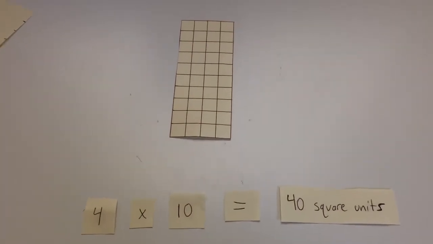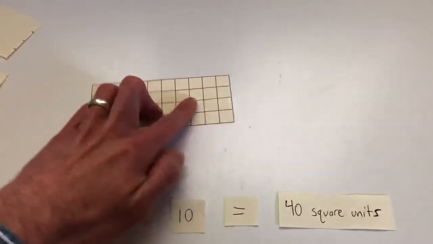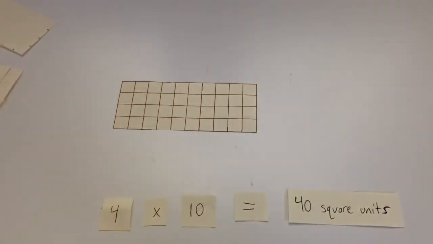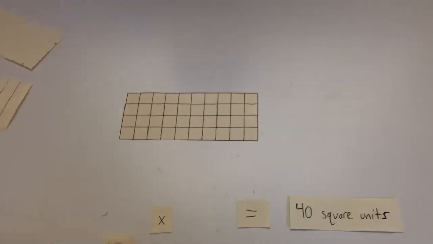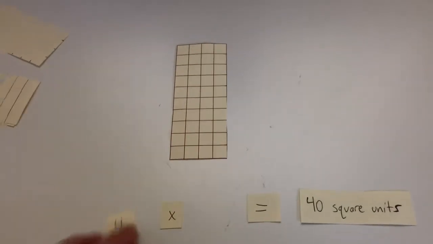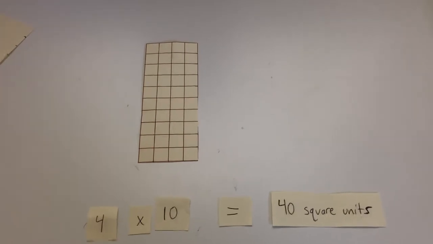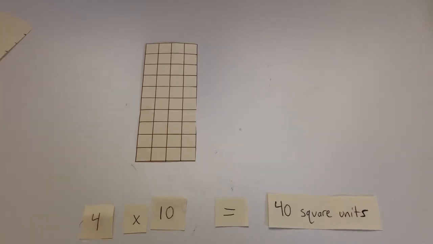So we come up with the same surface area. So whether the rectangle is turned like this, or like this, we come up with the same surface area. It's important to know that.